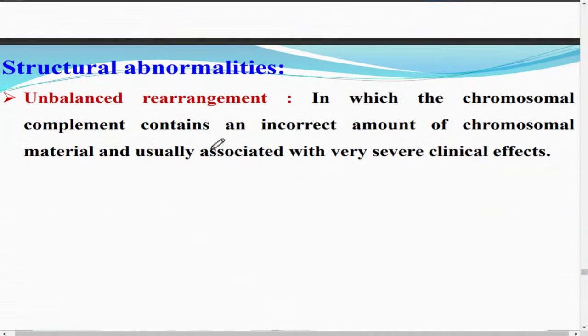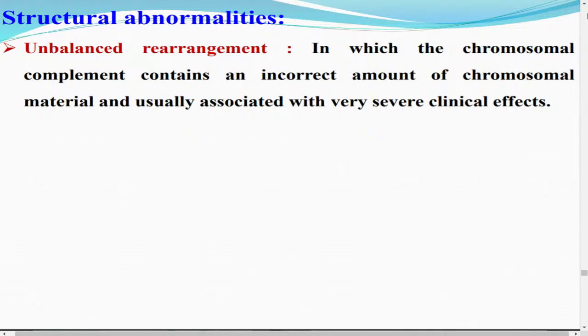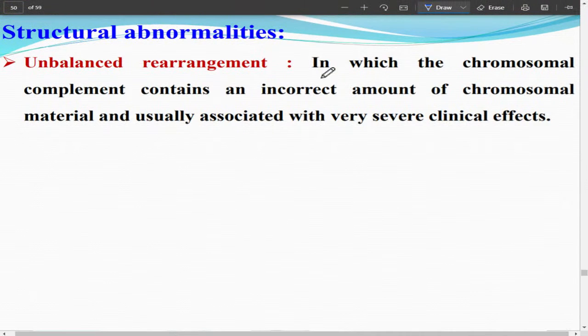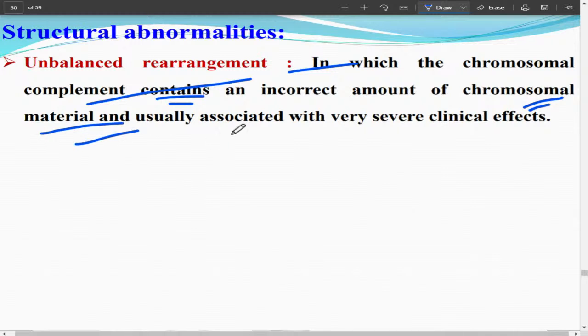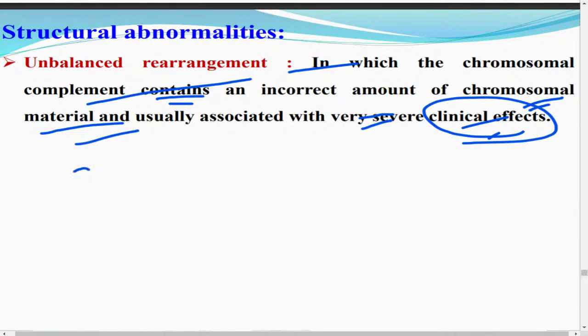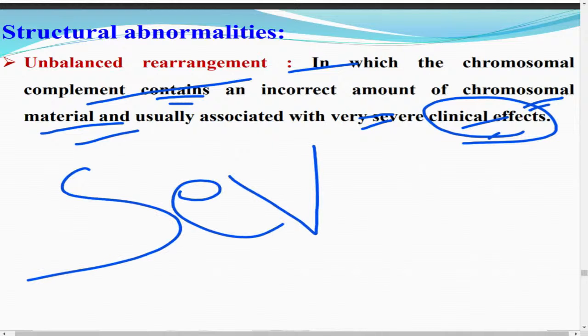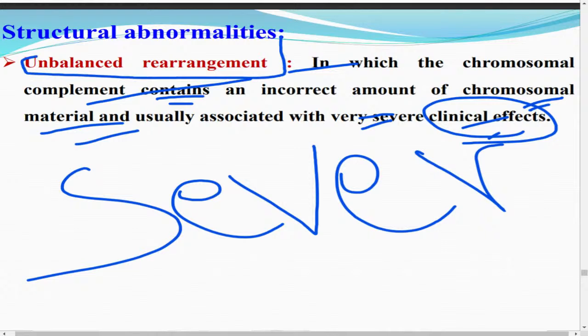Then we go to the structural abnormality, unbalanced arrangements, in which the chromosomal complement contains an incorrect amount of chromosomal material, usually associated with very severe clinical effects. So this unbalanced arrangement structural abnormality has severe clinical effects.